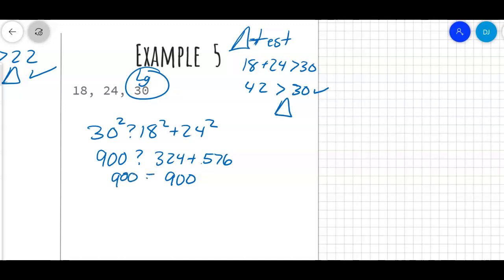900. Hey, check it out, it's equal. So whenever it's equal, it's going to give us a right. Whoa, what am I doing there? This is going to give us a right triangle. There we go, much better.